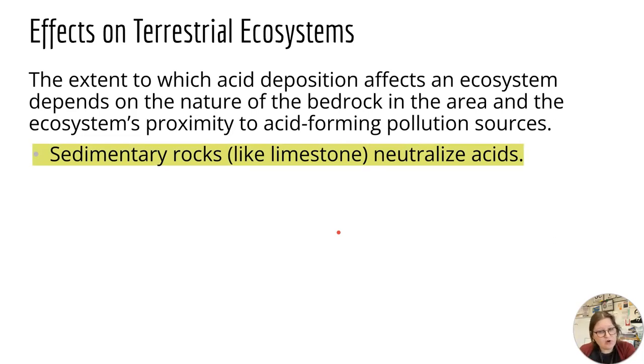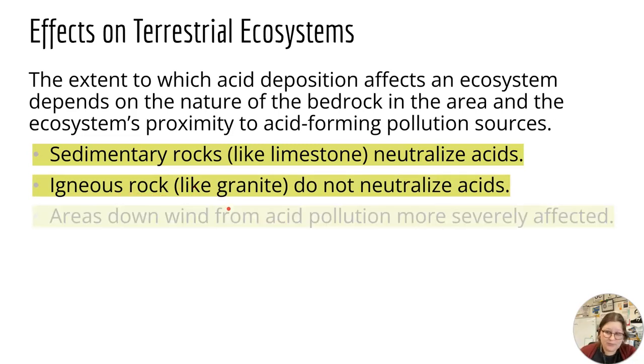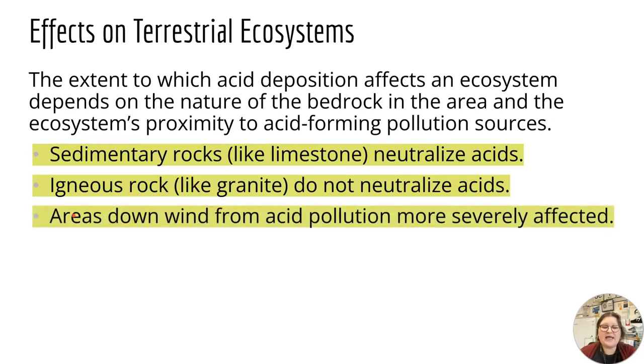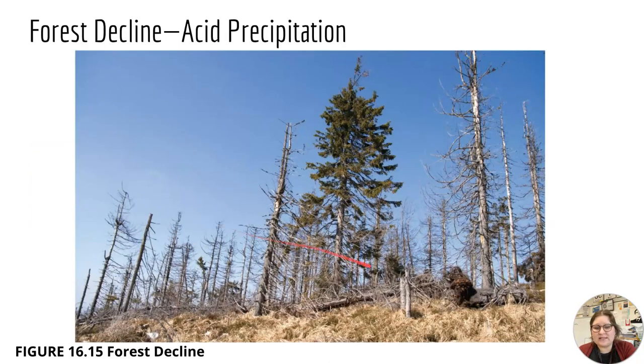So sedimentary rocks like limestone can neutralize acids, and igneous rocks like granites do not neutralize acids. And then areas downwind from acid pollution are more severely affected. So if the wind is literally blowing it that way, they're going to have greater effect. And then acids also cause changes in the soil that result in the death of trees. If the soil is super acidic, not only can it cause damage to the actual trees, but we're basically killing the soil.